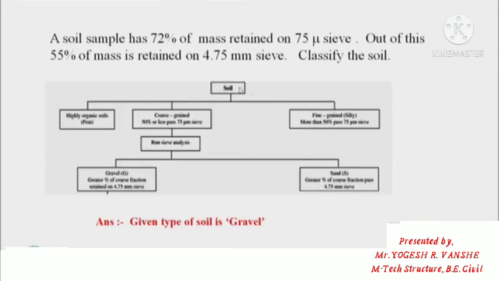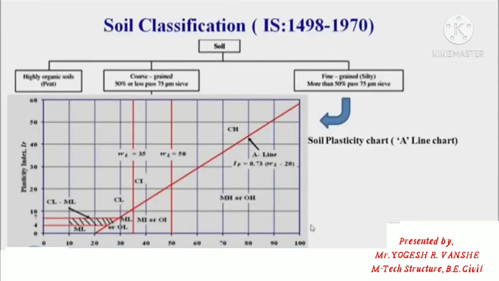Welcome back. Hope you have come up with the solution. This is the problem, and we discussed in the earlier slides that based on the 75 micron sieve, 72% means more than 50% is retained. Therefore, it is a coarse grained soil. Then again on 4.75 mm, more than 50% is retained. Therefore, it is a gravel. So based on this flow chart, we can very easily identify that the given soil is gravel.